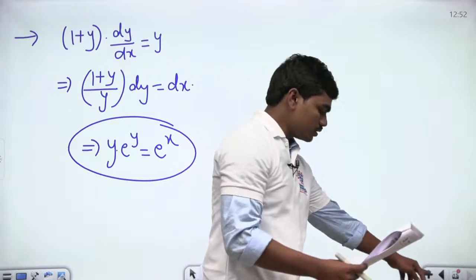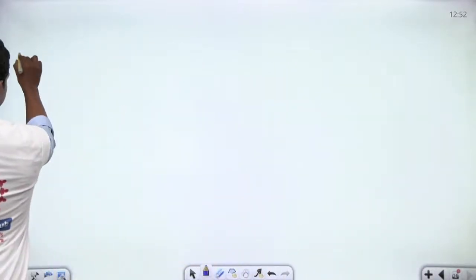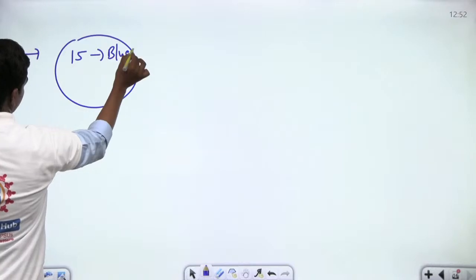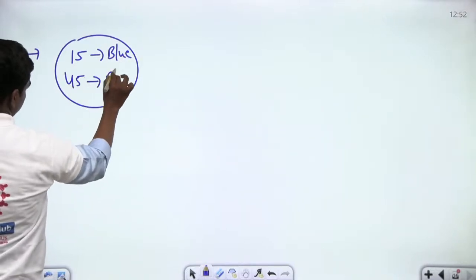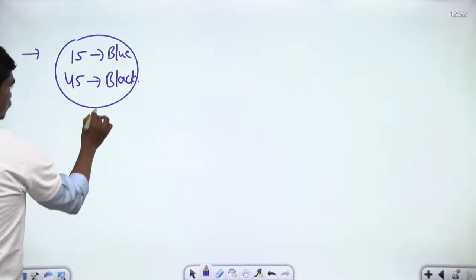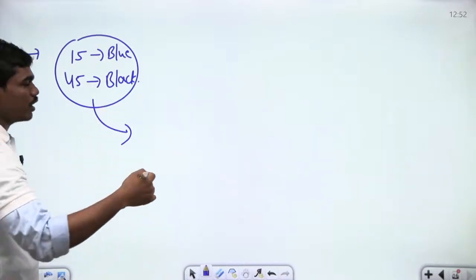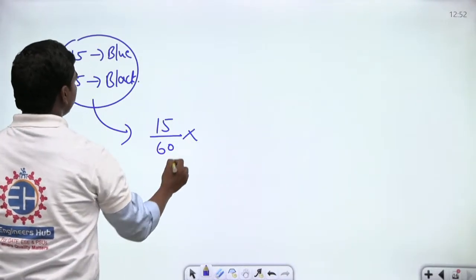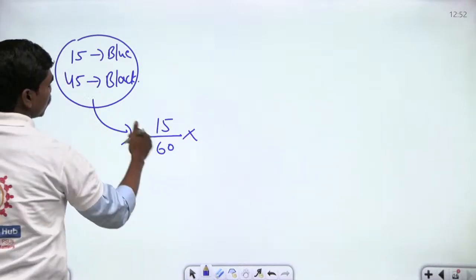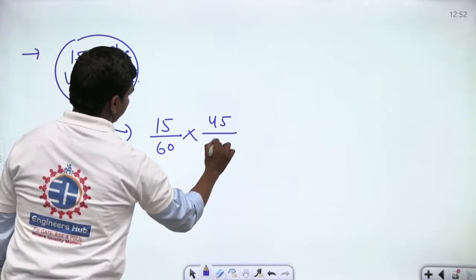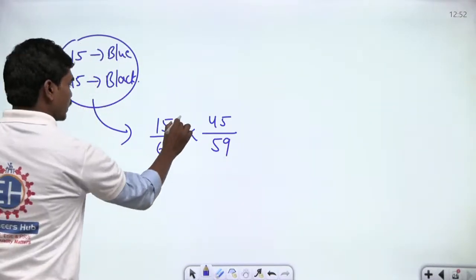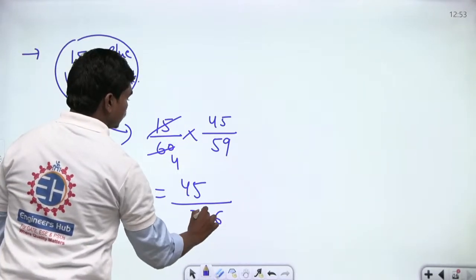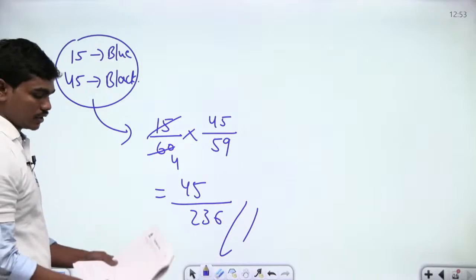Okay, next, let's go quickly. So there is some question from probability as well. So in a box there are 15 blue balls and 45 black balls. So out of this, what's the probability of picking one blue ball and one black ball one after the other? So 15 by total number of balls initially is 60, and if the first pick is a blue ball, then the next has to be black ball. So out of this 45, you can pick anyone, and total number is 59. So 45 by 236 is the correct answer for this.